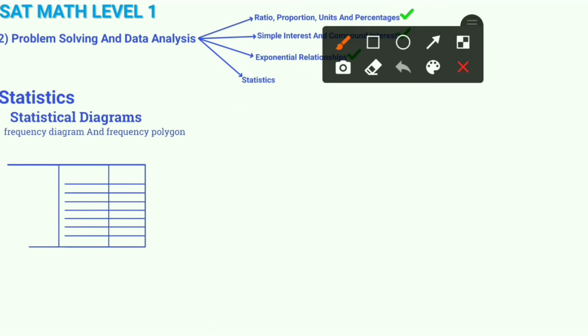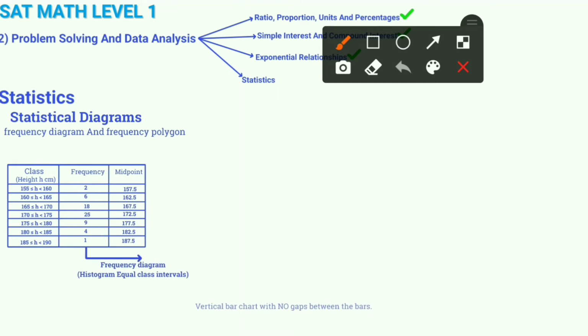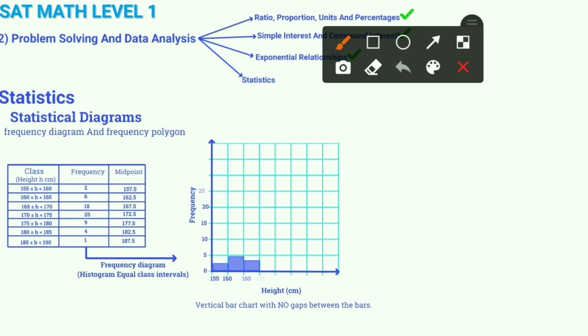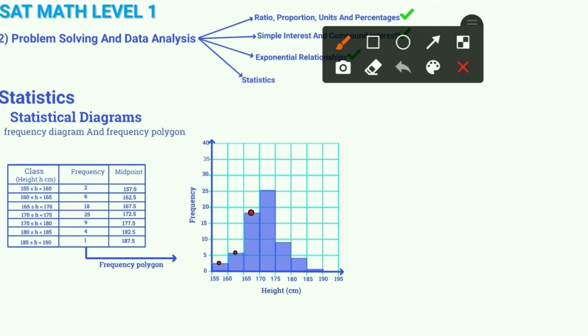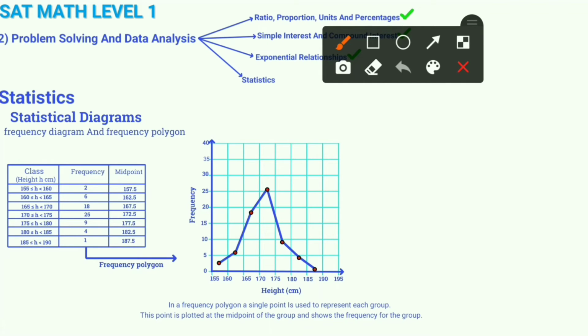Statistical diagrams. Frequency diagram and frequency polygon. So we got the class, we got the midpoint, and we can draw it in this way. Vertical bar chart with no gap between the bars, frequency polygon. In a frequency polygon, a single point is used to represent each group. This point is plotted at the midpoint of the group and shows the frequency for the group.